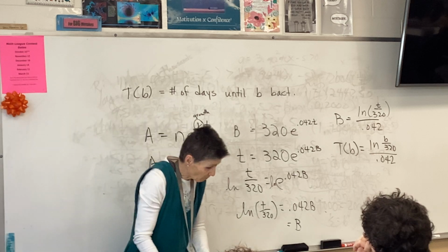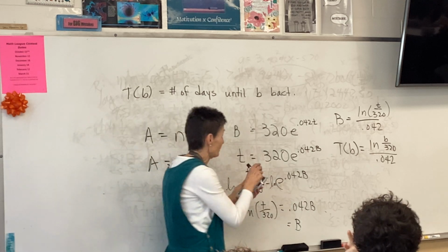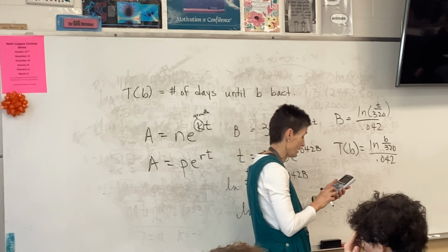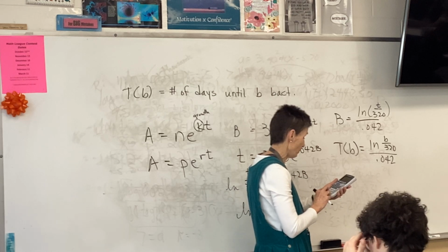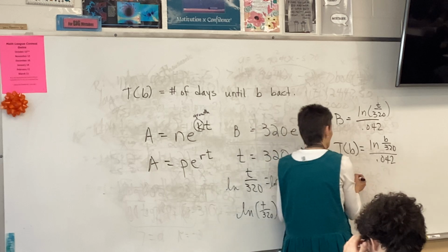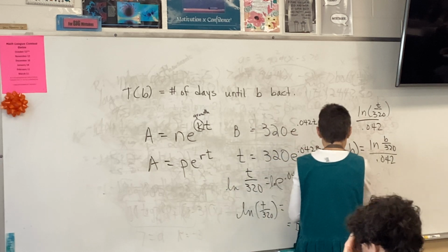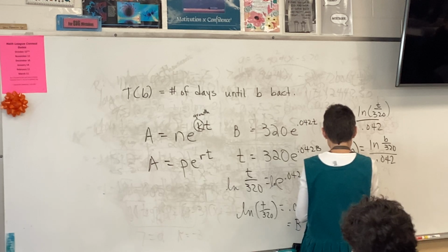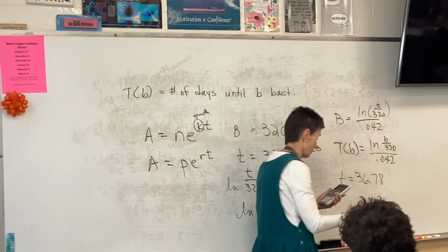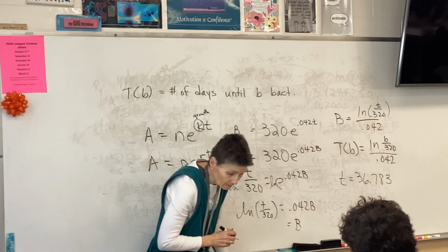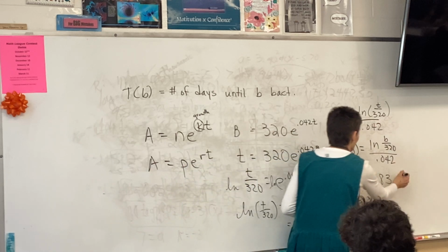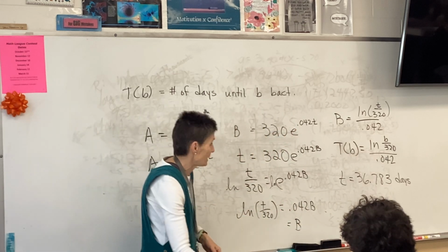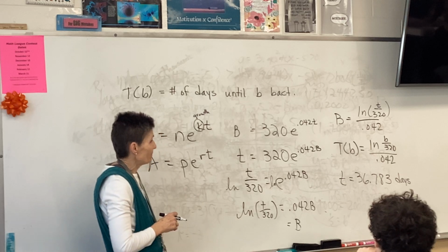Okay, so let's see what we get when we plug in 1,500. So ln of 1,500 divided by 320, divided by 0.042. Looks like it's 36.783. What's my unit? Days. So it's going to take me 36 days, 37 days, to get 1,500 bacteria.